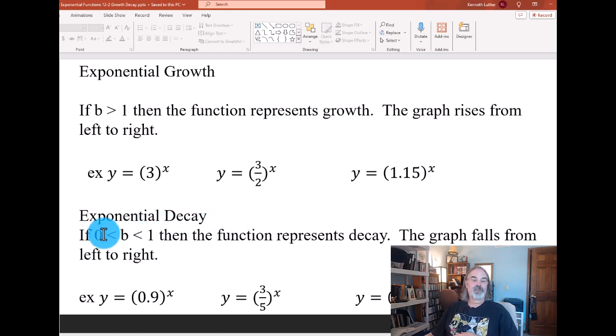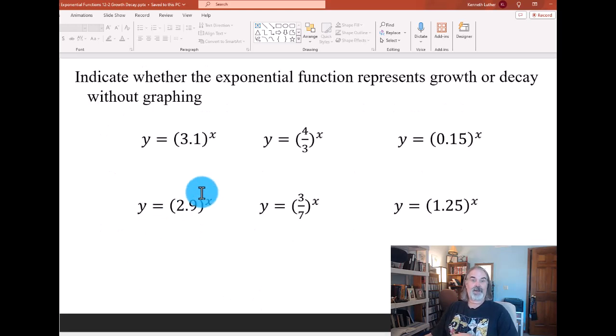I will leave it to you to decide why we don't want the base to be 0 itself. The answer is because that would be a boring function. And also why we don't want to worry about the base being 1. Because 1 to the x is also a boring function, but you can think about why.